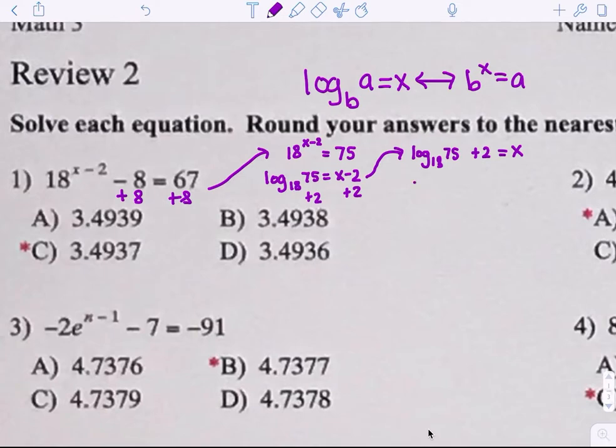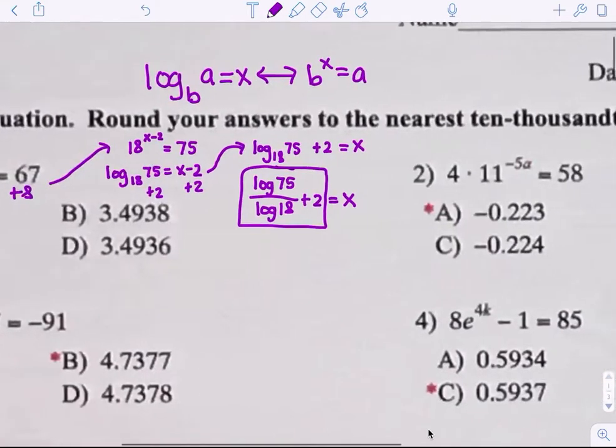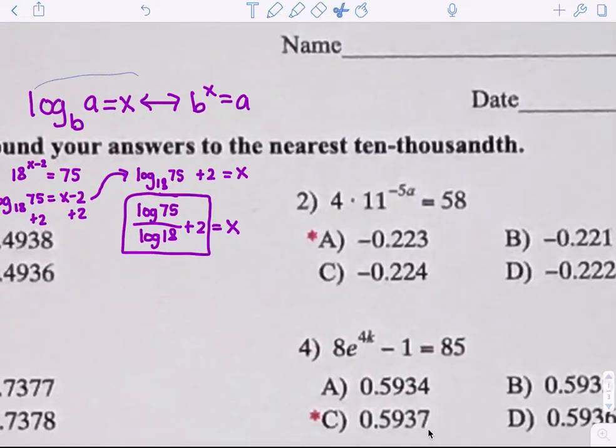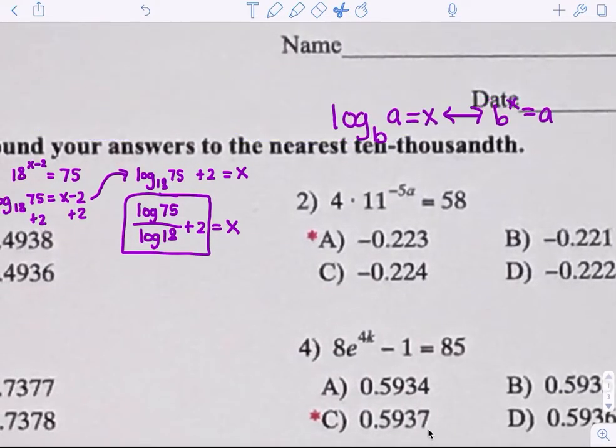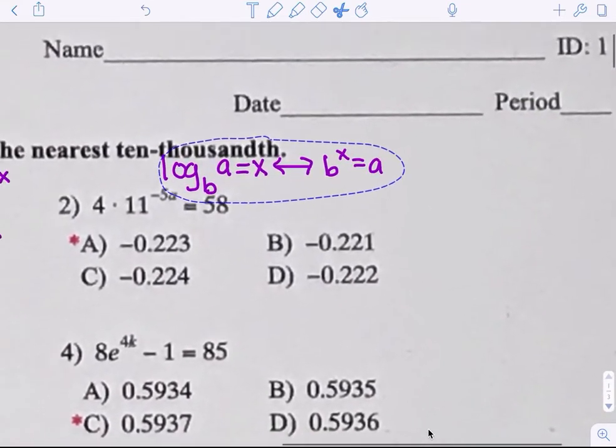So we got log of 75 over log of 18 plus 2 is equal to x. Put this in your guys' calculator, and you guys should get 3.4937. Bringing the formula over here.